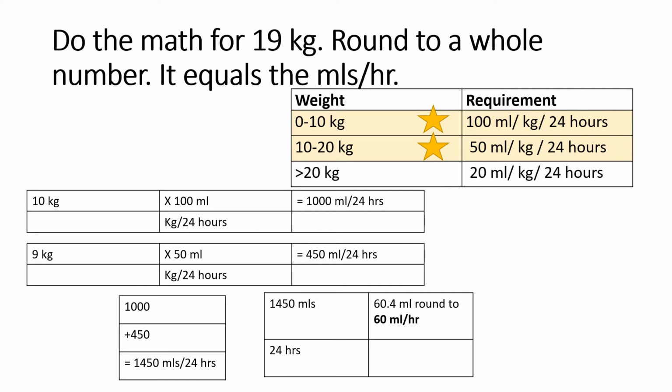Which gives us 60.4, and we're going to round to 60 mils per hour. Because again, this is a 19 kilo patient, somewhere around 40 something pounds. We don't have to give them a decimal in there. So we're going to give them a nice round number of 60 mils per hour.